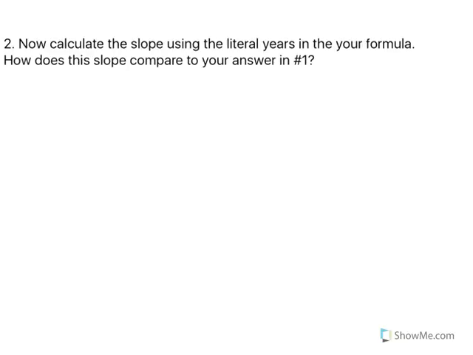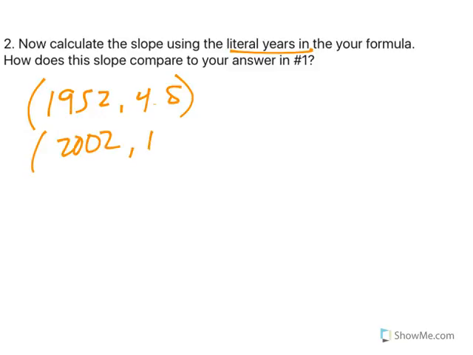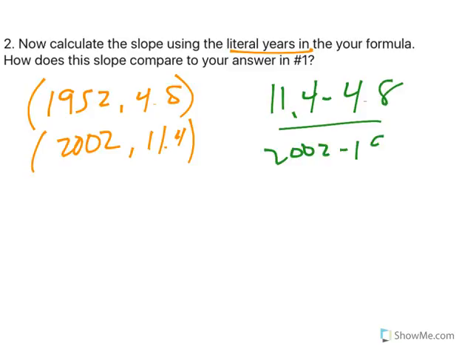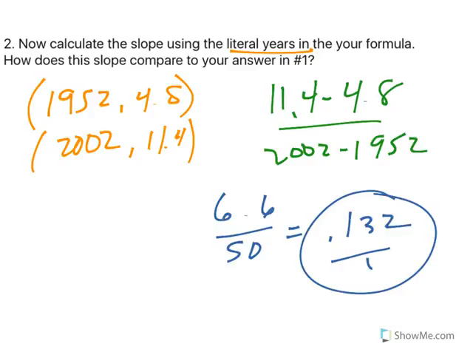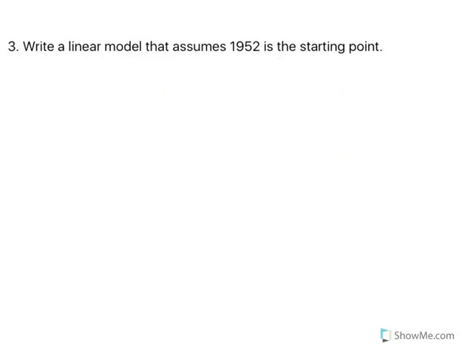Now let's calculate the slope using the literal years. So now we're going to use 1952, 4.8, and 2002, 11.4. So we use our slope formula. 11.4 minus 4.8 over 2002 minus 1952, and we get 6.6 over 50, which is 0.132 over 1. You'll see that the slopes are the same because there's the same number of years in between, right? 50 between those, 50 between the ones we used in the first one, and that's why they're the same.